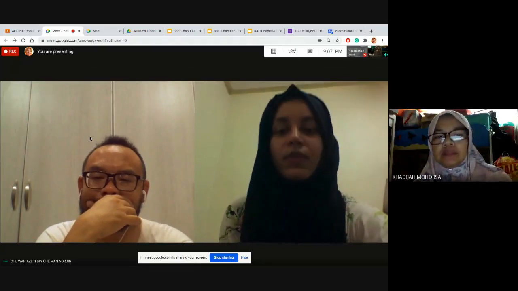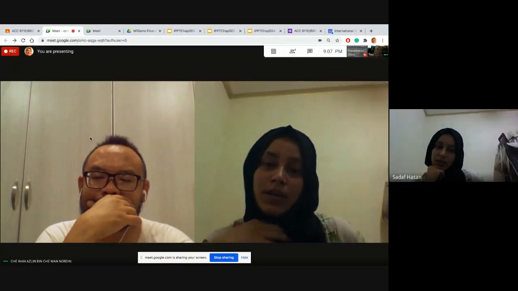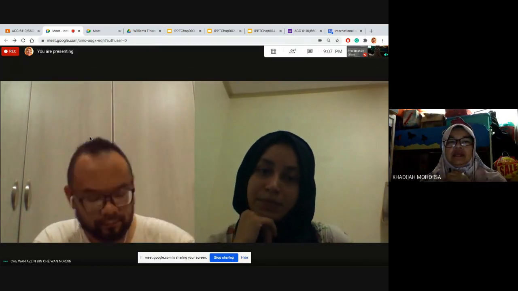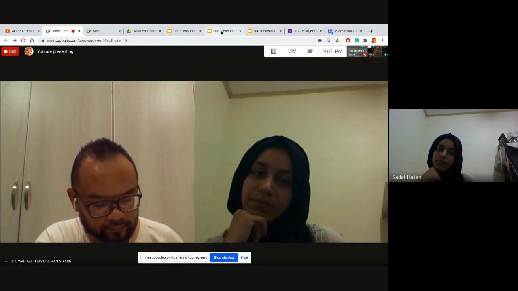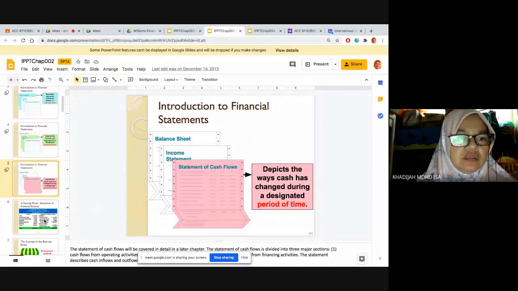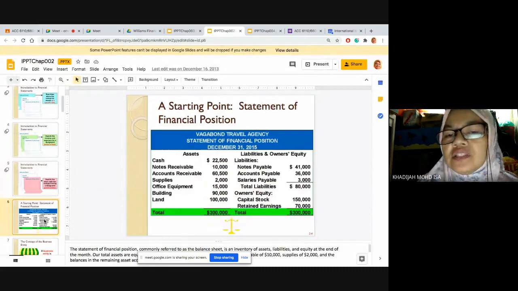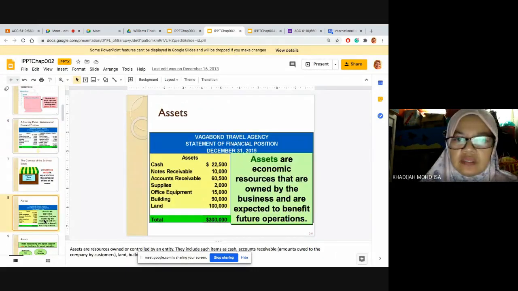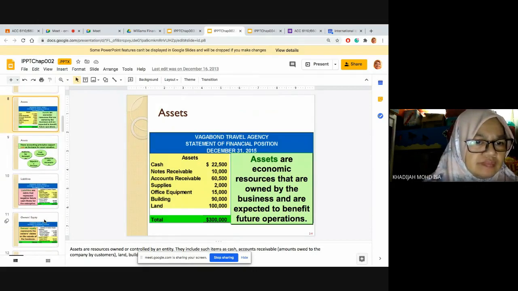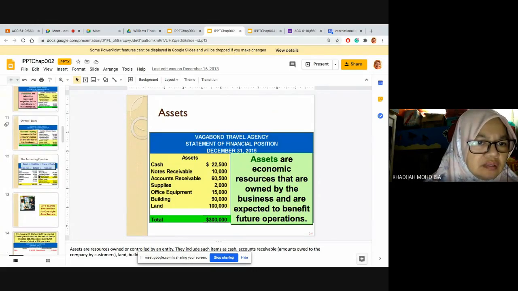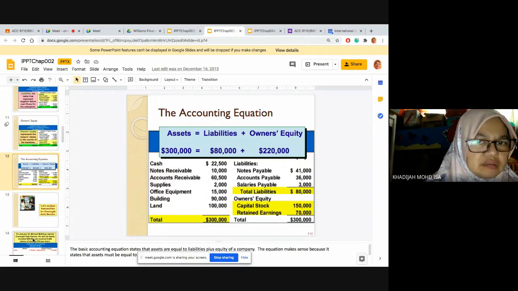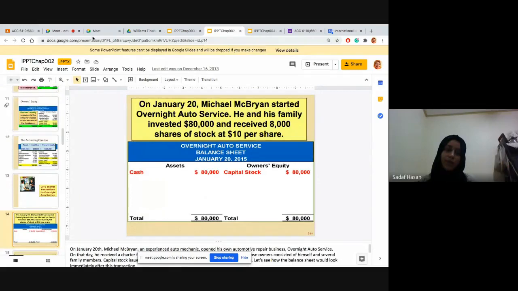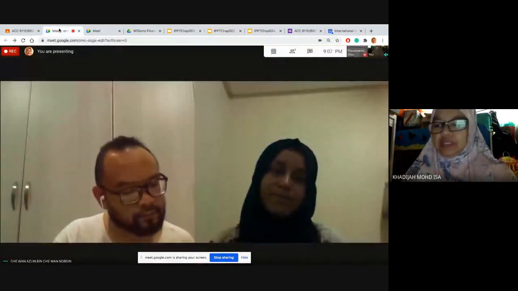The example in the textbook is about an auto workshop, isn't it, Cik Wan? What is the example about? Let me see. Yeah, this one is a travel agency. But if you look at the example later, it is travel too. Example here, overnight auto service. Cik Wan, you must be very good about auto service.